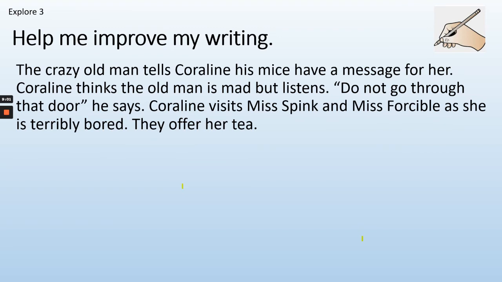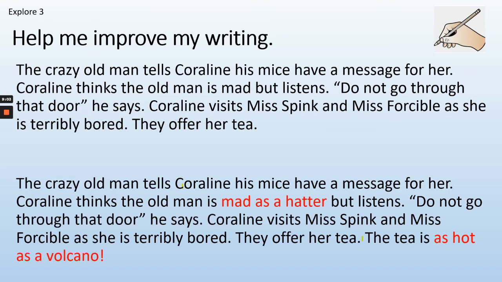Okay, let's see what I did. So the crazy old man tells Coraline his mice have a message for her. Coraline thinks the old man is mad as a hatter. So we've added a simile in there, but listens. Do not go through that door, he says. Coraline visits Miss Spink and Miss Forcible as she is terribly bored. They offer her tea. The tea is as hot as a volcano. So it's adding more detail about how hot the tea is. It's hot as a volcano, so it's really burnt her mouth.